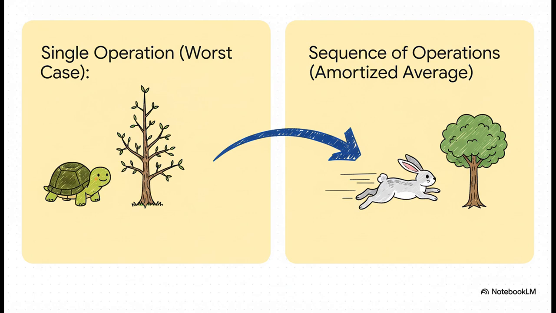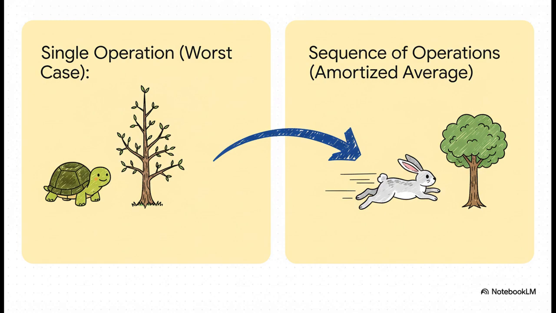A single, really unlucky operation, our tortoise, could be painfully slow, taking linear time, or O(n). But here's the catch. That slow operation does all the heavy lifting of reorganizing the tree. It makes future operations way, way faster. That's our hare. So over a whole sequence of operations, the average cost becomes an amazing, you guessed it, O(log n).